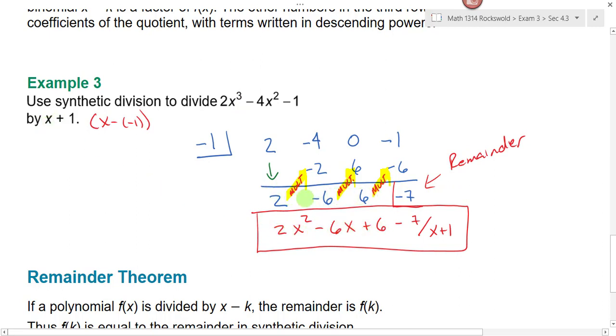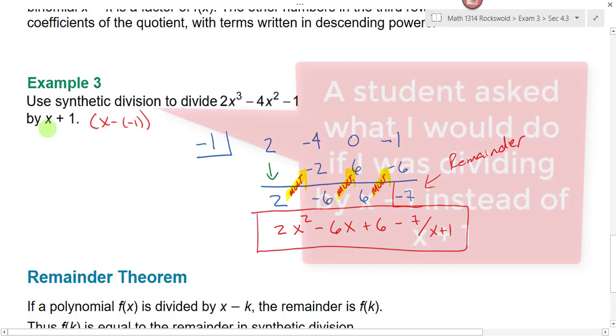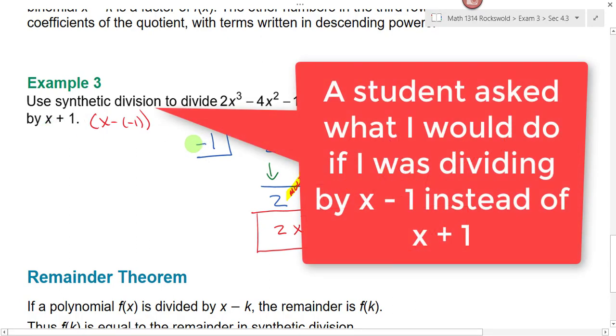The constants that appear right here are the coefficients of a second degree polynomial. And then your remainder you just put over the divisor. When you do synthetic division, if you're given a factor to divide by, use the opposite sign. If you know what a 0 is or a root is, you would just use the number for the root. If I was dividing by x minus 1, I would put a plus 1 right here.